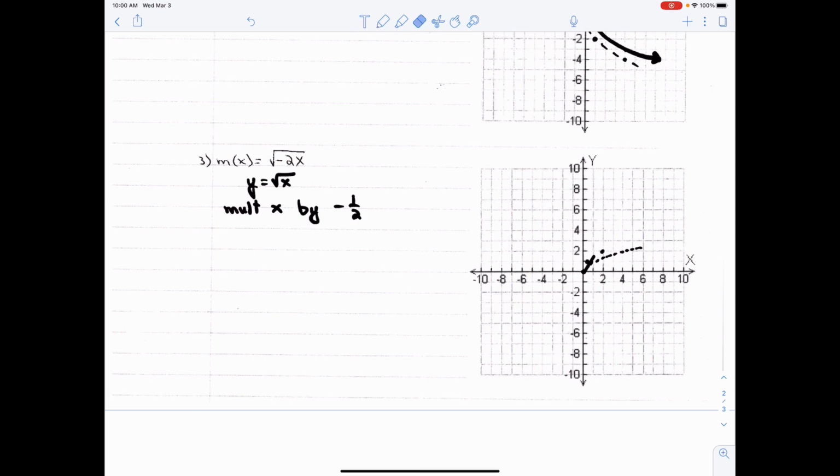And then what is it doing? I hate when it does this. It starts giving me a straight line for some weird reason. Okay. So draw it as best you can. Okay. And that's it. So that's what a square root graph looks like.